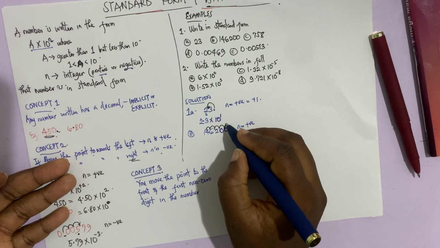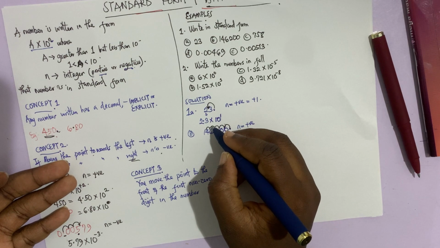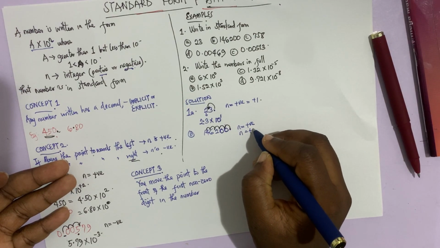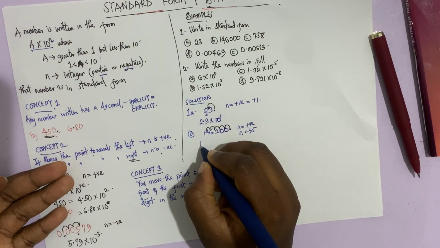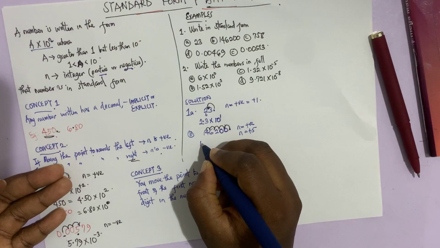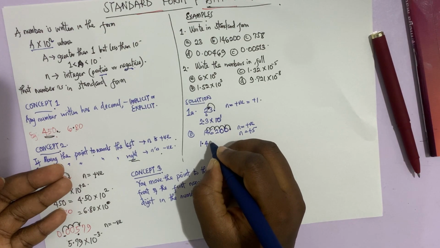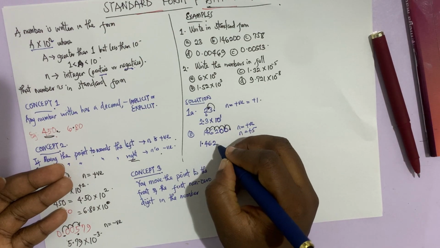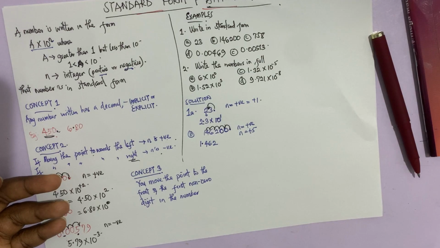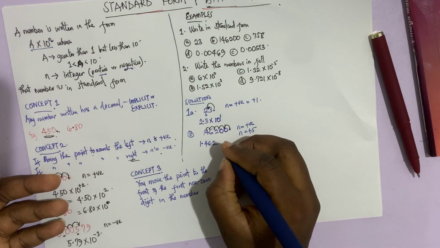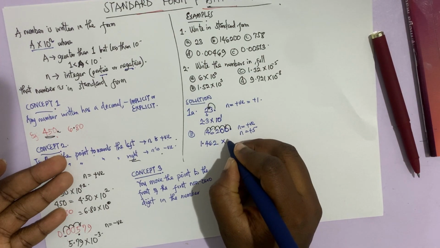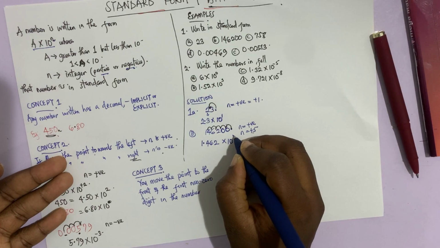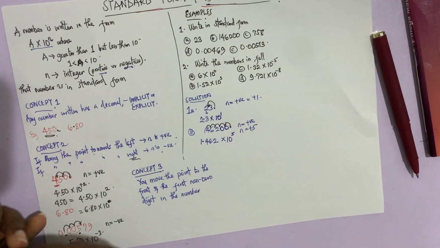We counted how many? 1, 2, 3, 4, 5. So that's positive 5. So we write this as 1. Remember, we bring the point here, 0.462. Zeros after the decimal point are negligible, so you might choose not to write it. So times 10 raised to power what? 5. And that's our answer.